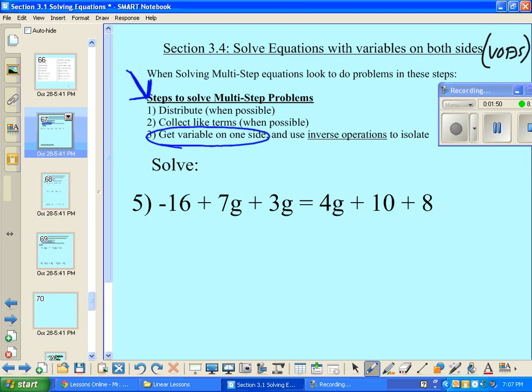So I'm going to look at this first example. It's example number 5. The directions say solve, so that means find out what the variable stands for. We're trying to get g by itself. We're going to end up with something like g equals, and then some number on the other side. So that's what we're trying to do.